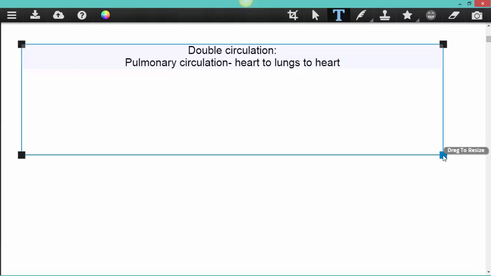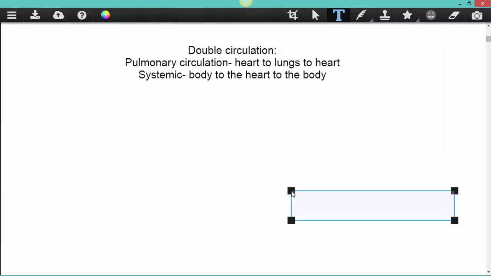And it also includes the systemic circulation, which is deoxygenated blood from all over the body coming to the heart, and the oxygenated and purified blood going to every inch of the body. So this is where we left off.